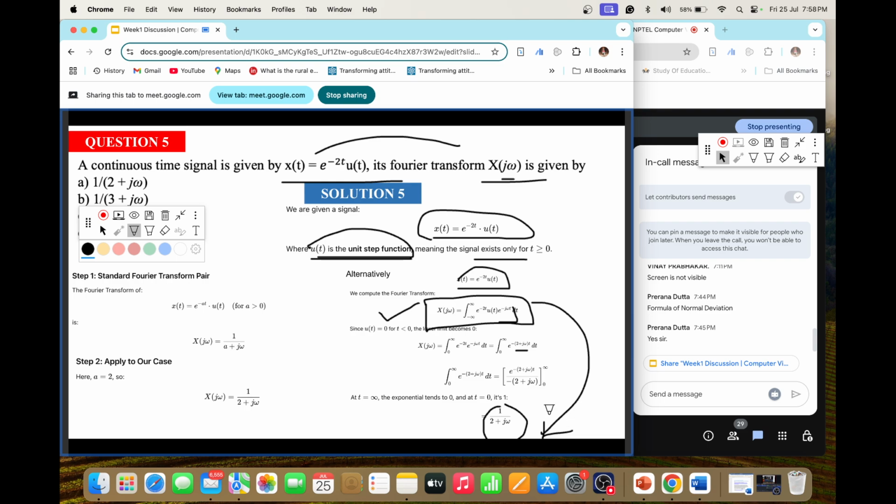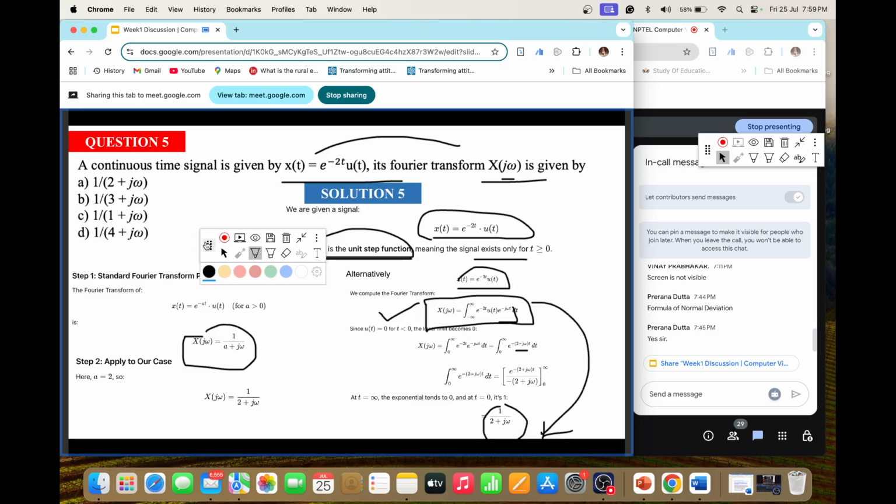There is also a standard approach, where the formulas are already known. Whenever your signal is of this form, its Fourier transform is this. So there is no need to memorize every formula. You just memorize the core formula for the Fourier transform and you will get the result. So 1 by 2 plus j omega is the answer. So option A is the answer.